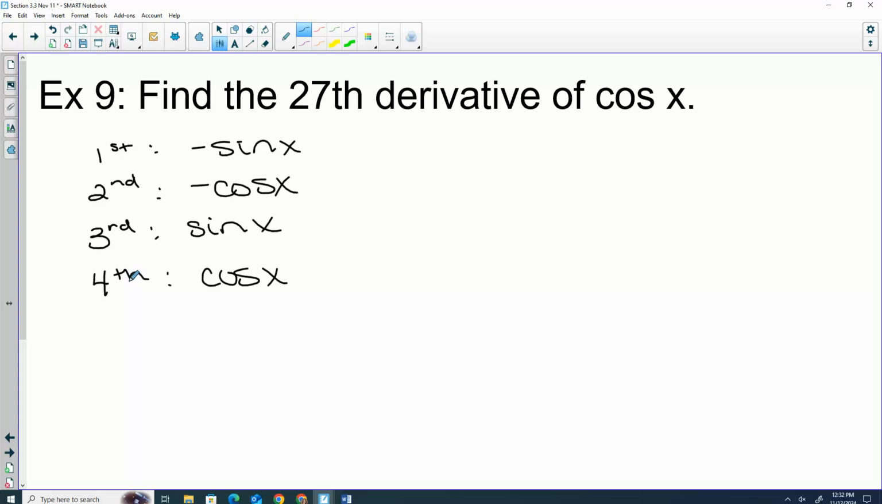So the 8th, I'll be back here. 12th, 16th, 20th, 24th, so that's 25th, sine. 26th, 27th. Do you guys see how I figured that out? Yes. It's very smart. I mean, you could do the derivative 27 times, wouldn't take that long. But okay, that's our stopping point.